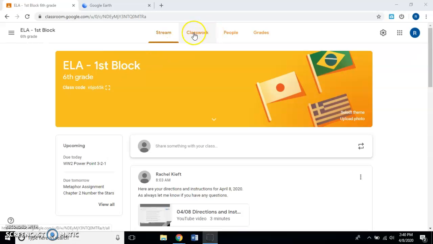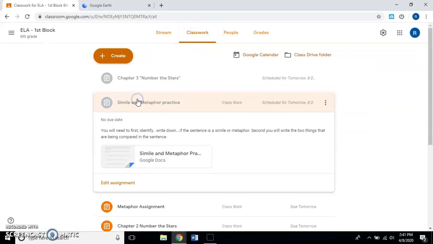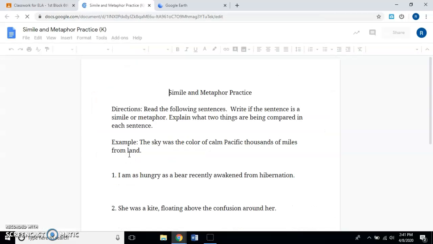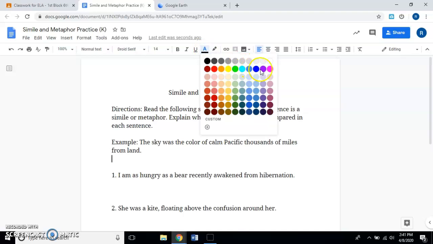Let's get started with what we're doing today. First thing is a simile and metaphor practice. So we've worked with similes independently, we've worked with metaphors independently. Today we're going to have an assignment that combines them. So the first thing we are checking, can you identify which one is a simile and which one is a metaphor?